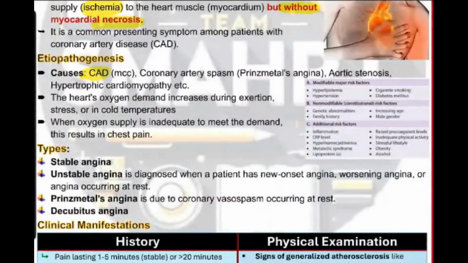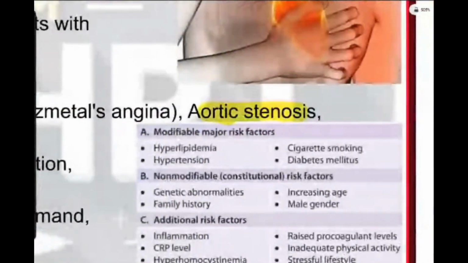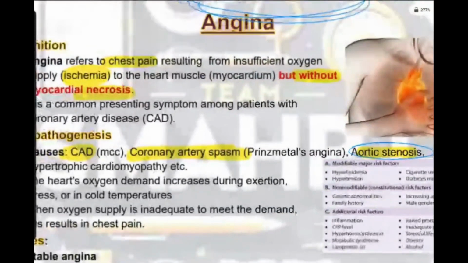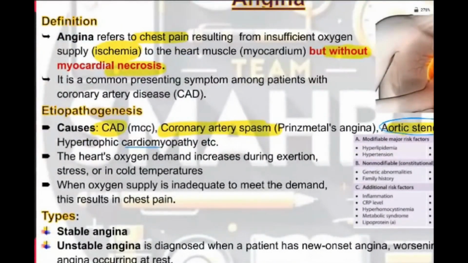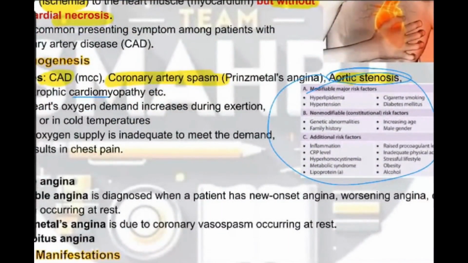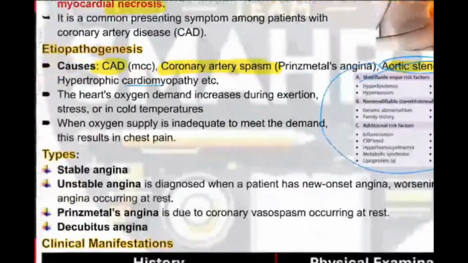CAD, the most common cause, then CAS, coronary artery spasm, or aortic stenosis. You remember, coronary arteries arise from this area, near the aortic bulb. So if aortic stenosis is there, that can be a cause. Hypertrophic cardiomyopathy, again, is a rare cause. These are the risk factors where CAD can occur. Everybody knows these risk factors: smoking, hyperlipidemia, hypertension, all the risk factors.